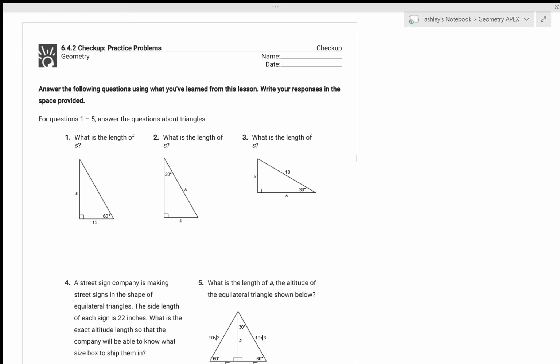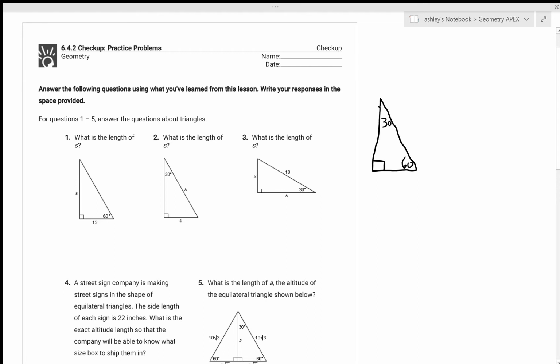Today I'm going to go over some basics for section 6.4.2 for your Apex geometry. This section is really all about what we call special right triangles. So this first section here, 1 through 5, is all about the 30, 60, and then 90-degree angle. And there's a pattern that follows.